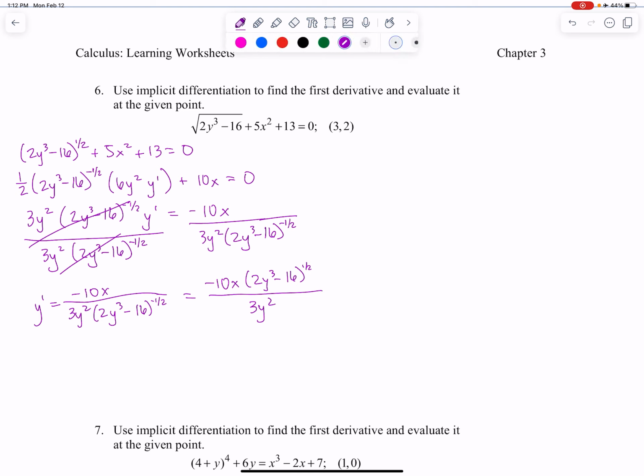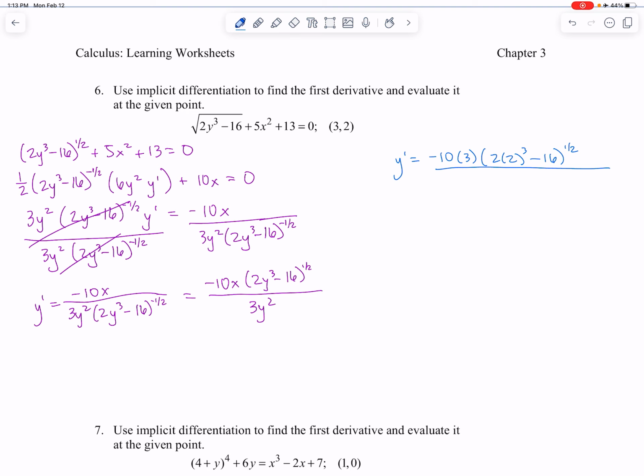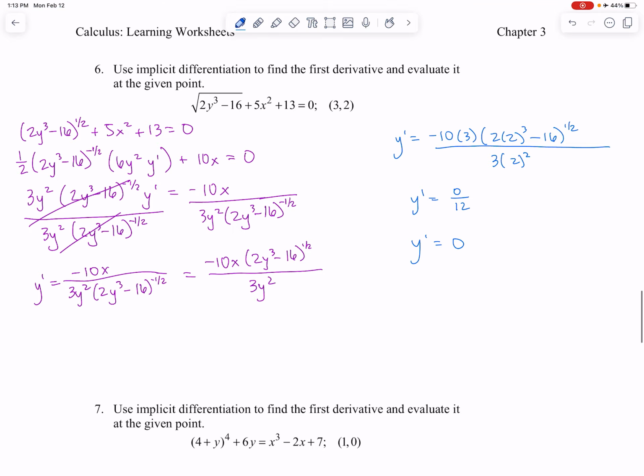Okay, let's evaluate it at the point 3, 2. So we'll have negative 10 times 3 times 2 cubed minus 16 to the 1/2, over 3 times 2 squared. So the top actually becomes 0. So the whole thing will become 0. 0 slope. It must be like the top where we would have a horizontal line for our slope, or the bottom, one or the other.